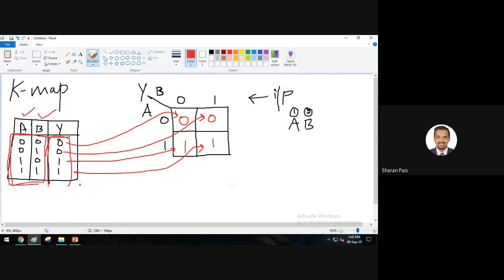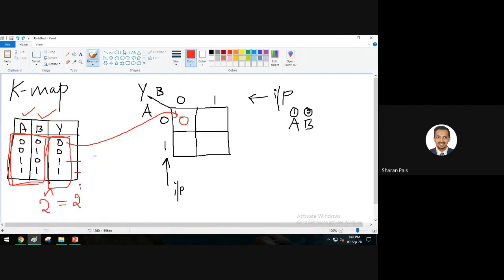So one more method is there. So one more way of doing is, you know the values given for these. So what is the value for this minterm?